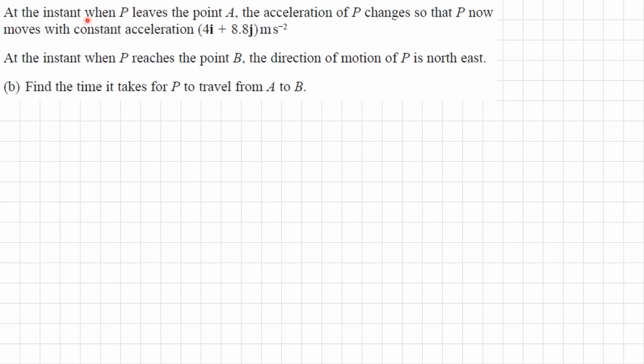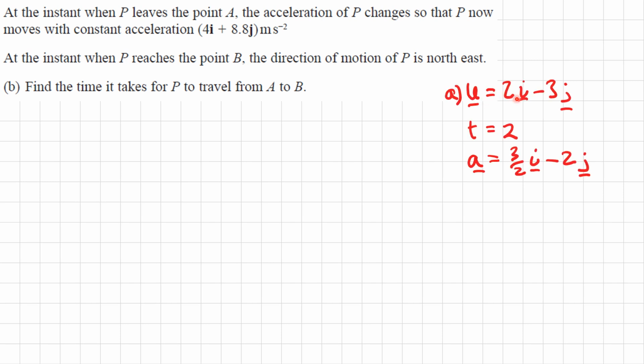At the instant when P leaves the point A, the acceleration of P changes so that P now moves with constant acceleration 4i plus 8.8j meters per second squared. At the instant when P reaches the point B, the direction of motion of P is northeast. Part b, find the time it takes for P to travel from A to B.